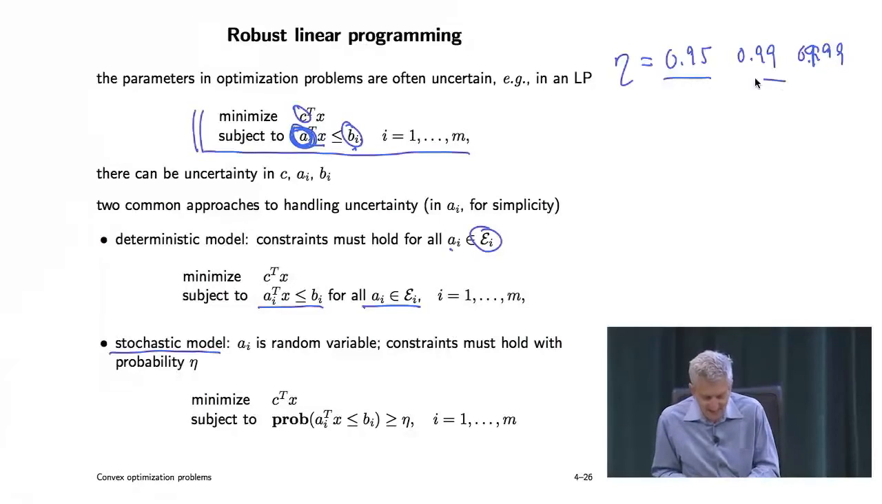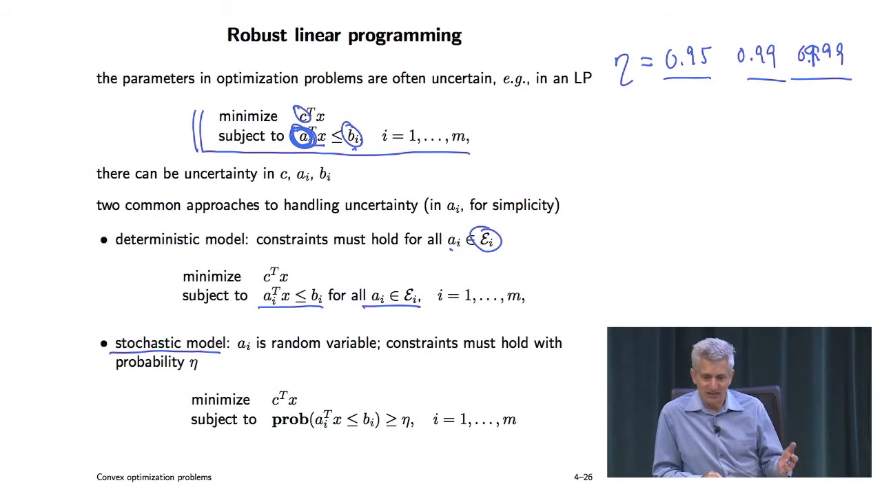0.95 is just your way of saying I want it to usually be satisfied. I want it to be rare that it's violated, like once in 20 times. This one says, no, I want it actually rarer than that, like 1 in 100 times. And this is basically your way of saying, I want it to be quite rare. I'll accept a violation, but it should be like 1 in 1,000 times.